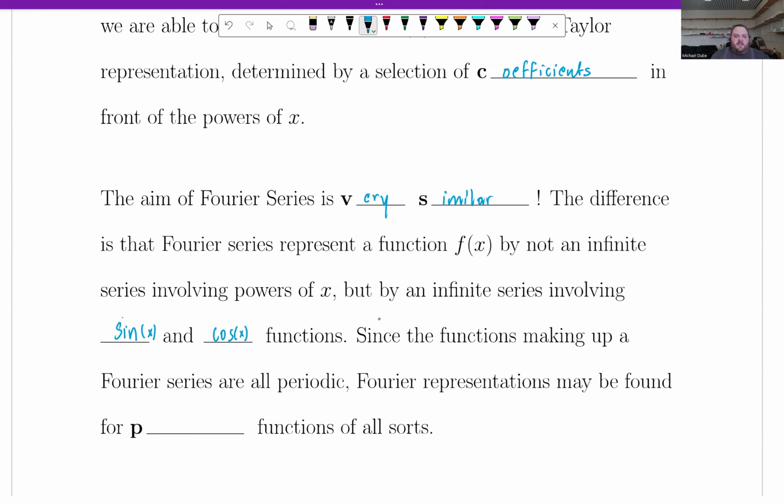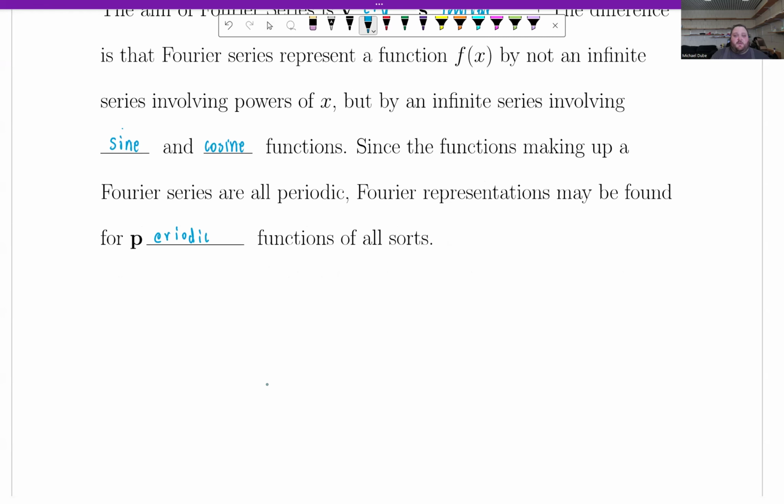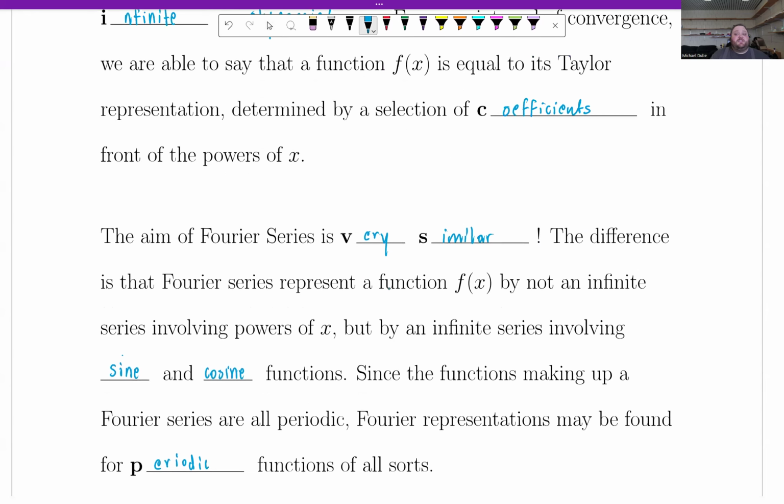Okay, actually, I think I'll use their full spelling. Sine and cosine functions. Since the functions making up a Fourier series are all periodic, Fourier representations may be found for periodic functions of all sorts. Okay, so the Fourier series is used when we have a function that is itself periodic, and we can thus find a representation for it in terms of sine and cosine functions.